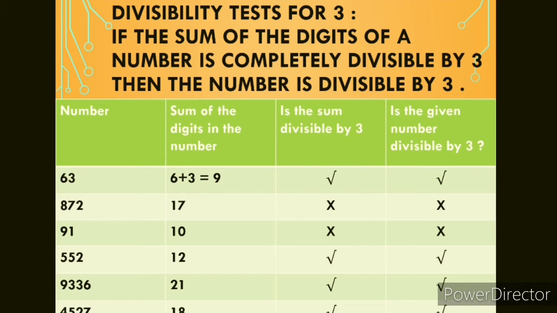Next one we are taking up: 4, 5, 2, 7. All the digits we have to add. 4 plus 5 plus 2 plus 7, we get 18. 18 is divisible by 3. Yes, it's in the table of 3; 3 sixes are 18. Now, is the given number divisible by 3? Yes, of course it will be divisible by 3.